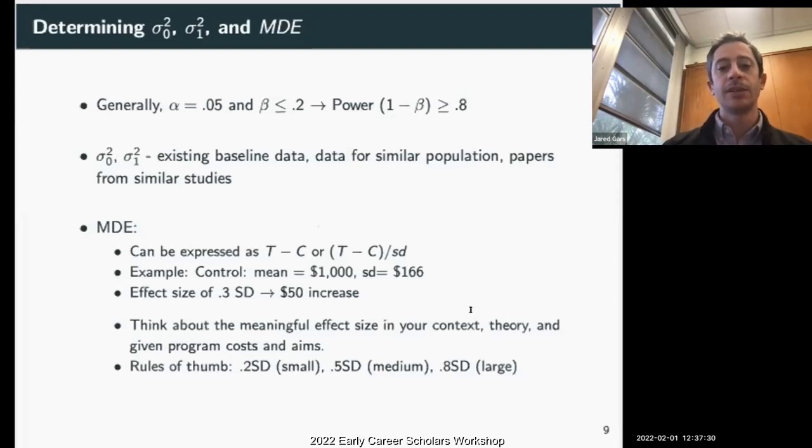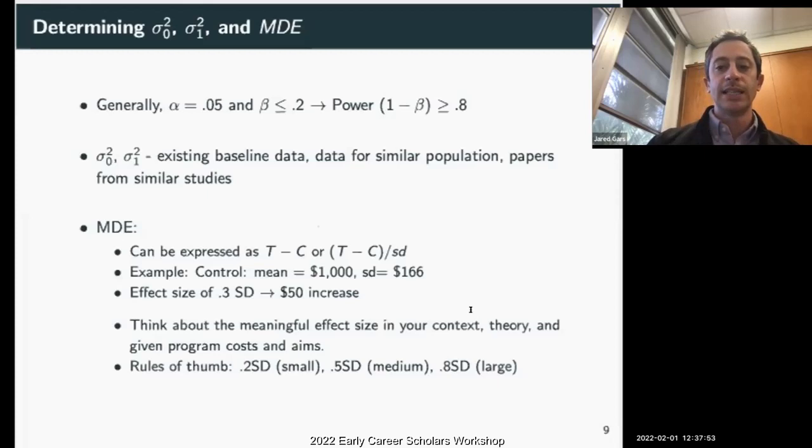So the minimum detectable effect can be expressed in a couple of ways. One is to just say the effect size is the level. So let's say effect size is $50. Or you can express it as a percent. So let's say your mean is 1,000 and you have a $50 effect size, that would be 5% effect size. Or sometimes it's going to be expressed as a ratio relative to the standard deviation of the outcome variable.